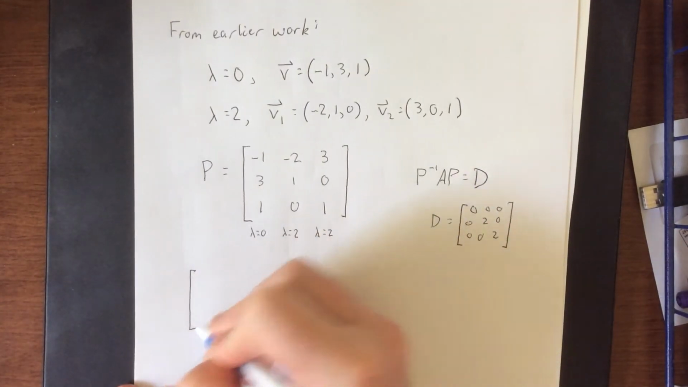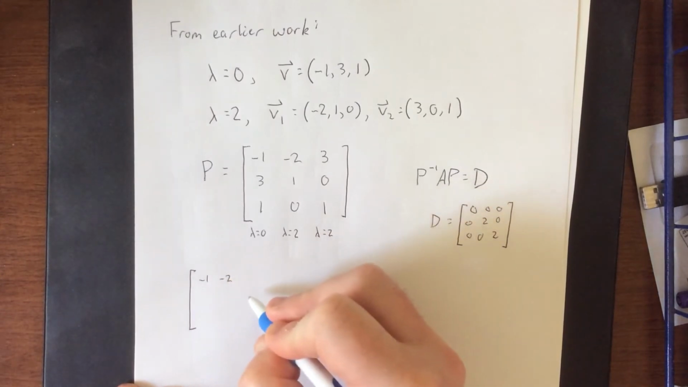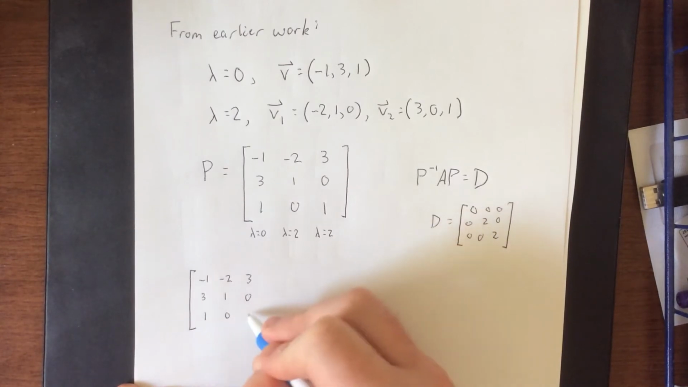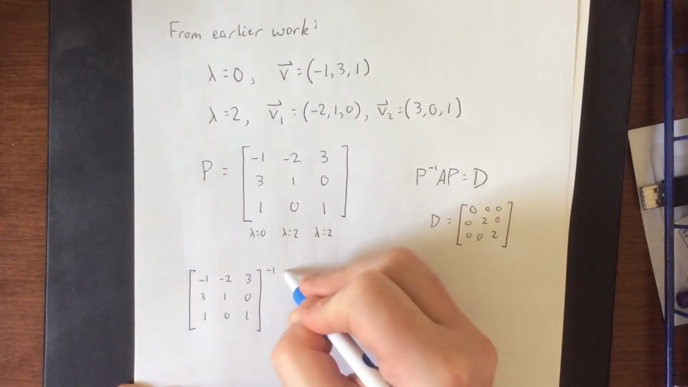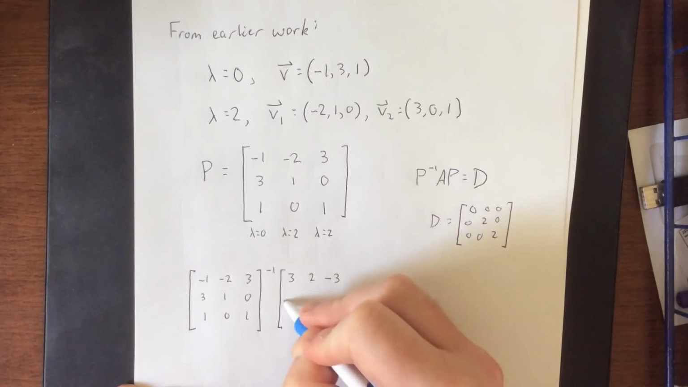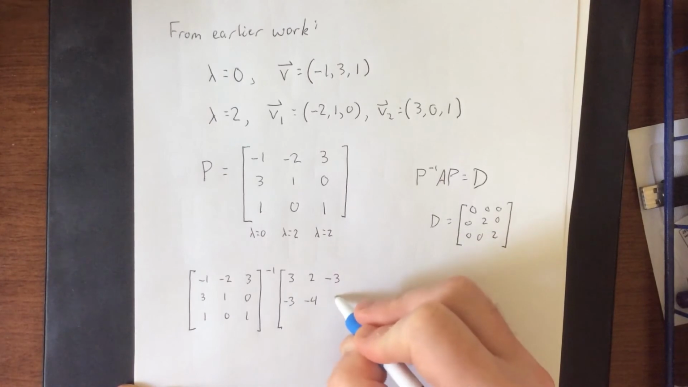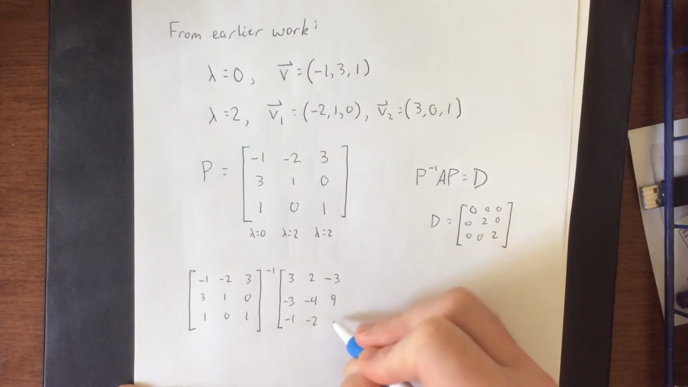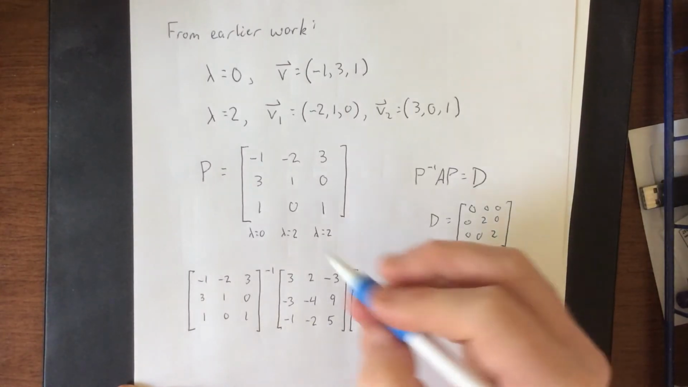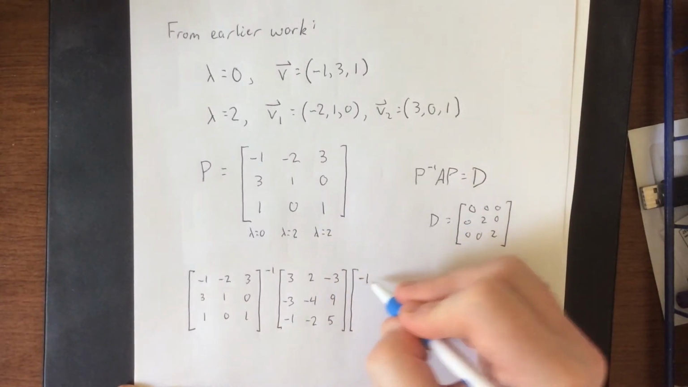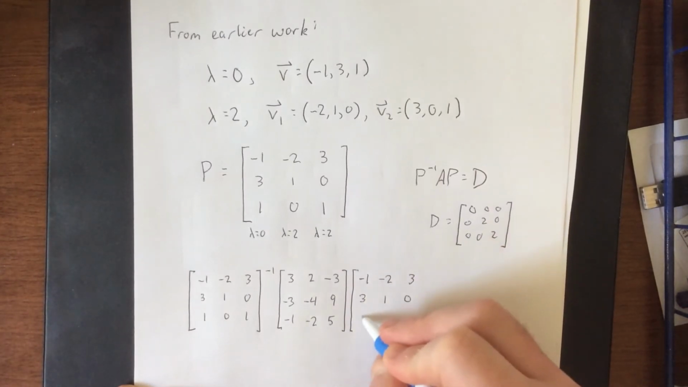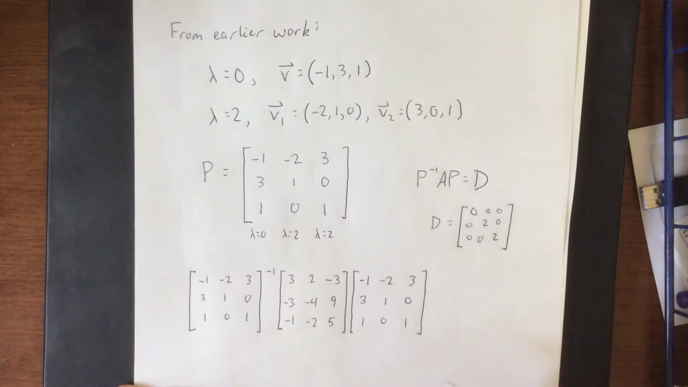So into the calculator, I will be typing in the following. Negative 1, negative 2, 3. 3, 1, 0. 1, 0, 1. Inverse. Multiplied by matrix A. 3, 2, negative 3. Negative 3, negative 4, 9. Negative 1, negative 2, 5. And then finally we'll multiply that by the matrix P. Negative 1, negative 2, 3. 3, 1, 0, 1, 0, 1.